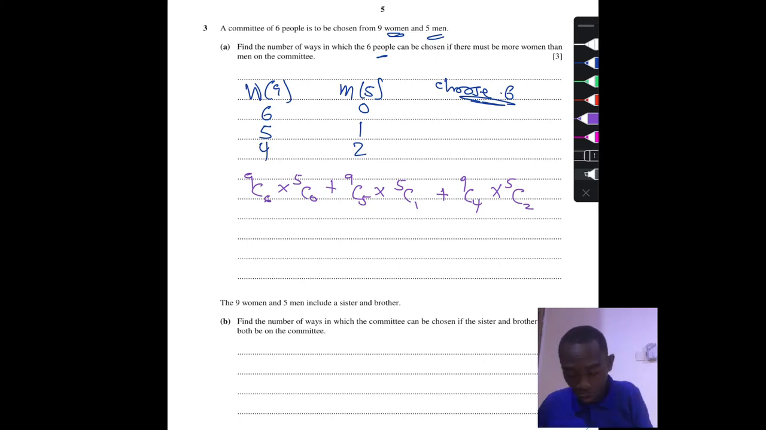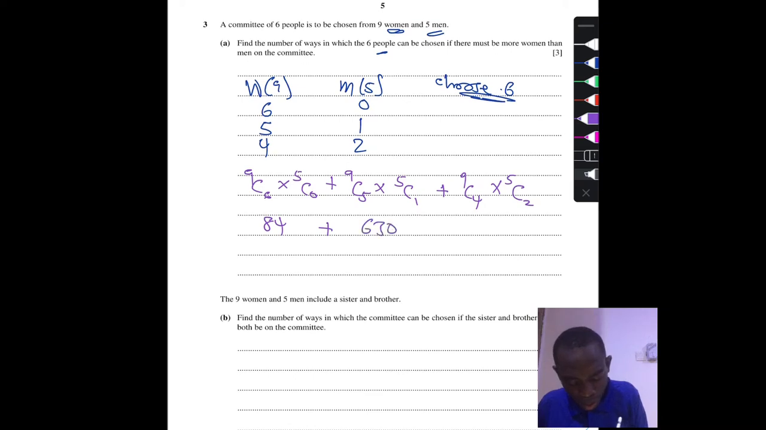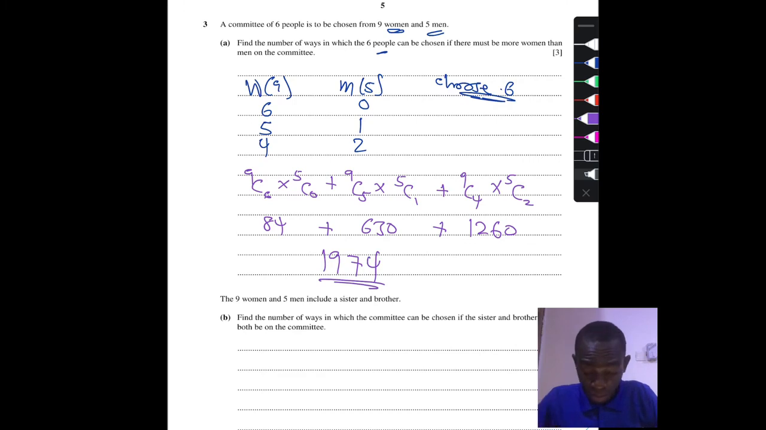So start with 9 combination 6 times 5 combination 0, and your answer is 84. Write it down, 84 plus. Then you do 9 combination 5 times 5 combination 1, and your answer is 630 plus. Then you do 9 combination 4 times 5 combination 2, and your answer is 1260. Now you can add everything up. So 84 plus 630 plus 1260, and your answer is 1974, like someone's birth year. Okay, all right.